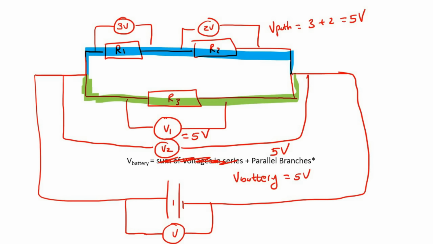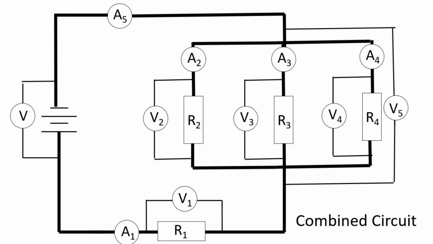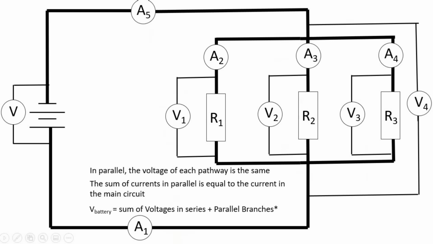In later parts of this lesson, we're going to look at ones that have series and parallel combined. I'll prove it to you over here. Here you've got series and you've got parallel combined. Okay, so let's move on to this one now. So now we've got a couple of rules that we can remember. Right, so let's see what happens here. So it says here, in parallel, the voltage of each pathway is the same.